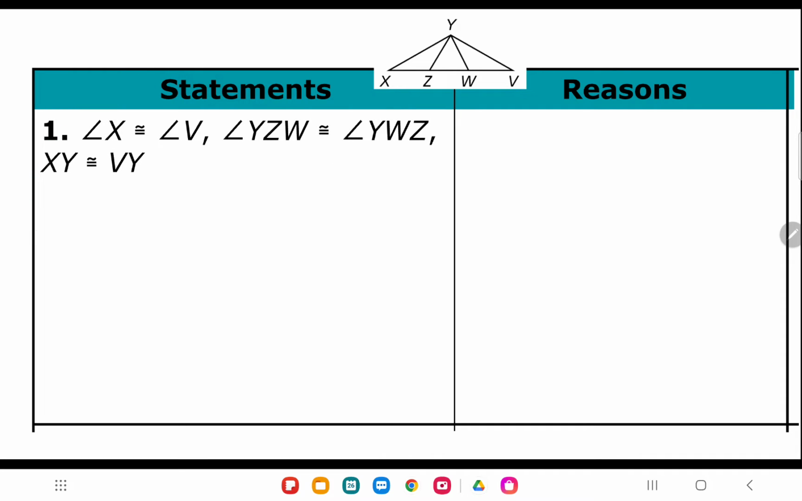We start off, we're given that angle X is congruent to angle V, angle YZW is congruent to angle YWZ, and XY is congruent to VY. Okay, so again, X is congruent to V, our outer angles here. YZW is congruent to YWZ. And XY is congruent to VY. So we've got a lot of congruence going on right away.